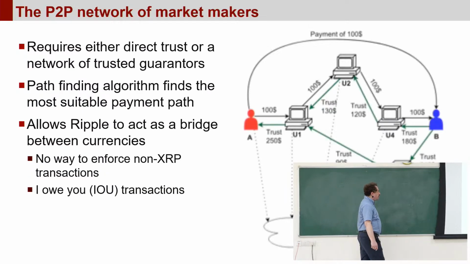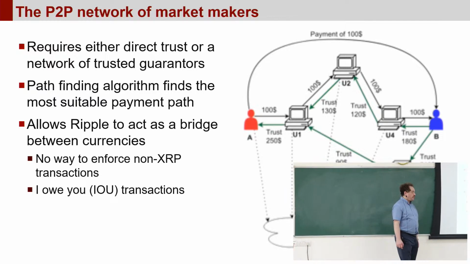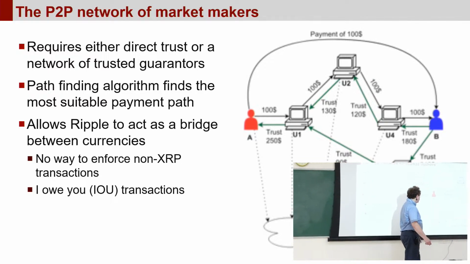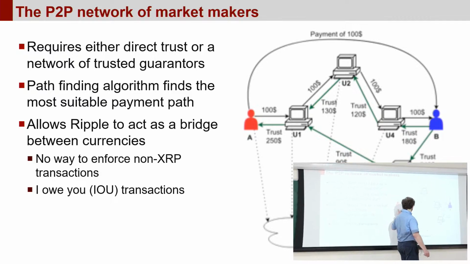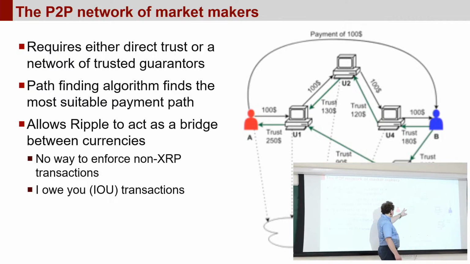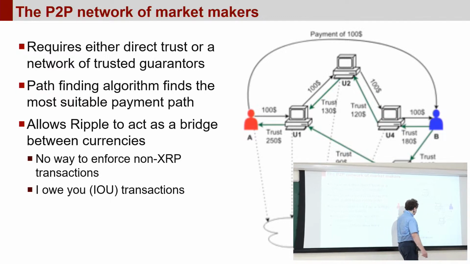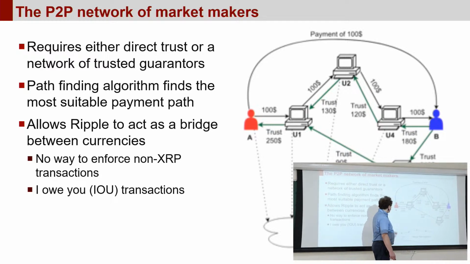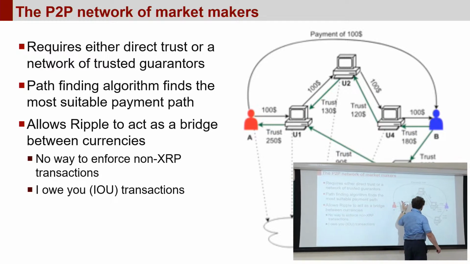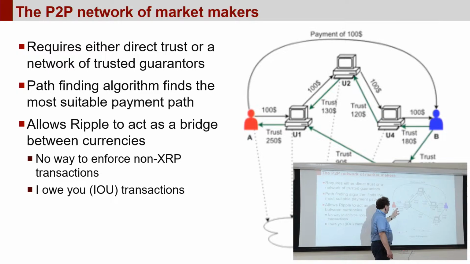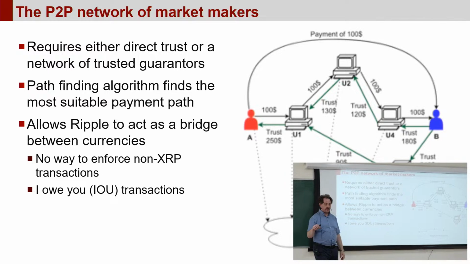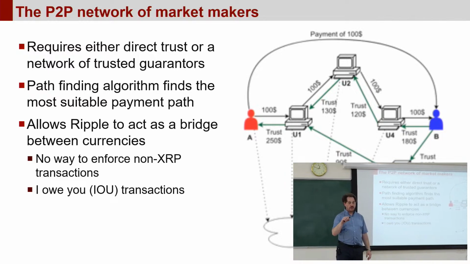So how does it work with respect to the peer-to-peer network of market makers? You can see here that there are two users, A and B, and user A wants to transfer, say, $100 to B. So the idea is this payment, but how is it implemented? There is a need to find the routing path of financial institutions which are willing to route the transaction.